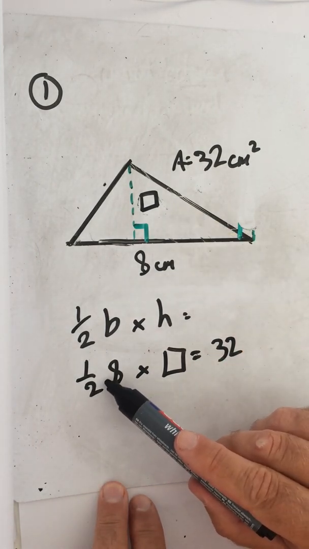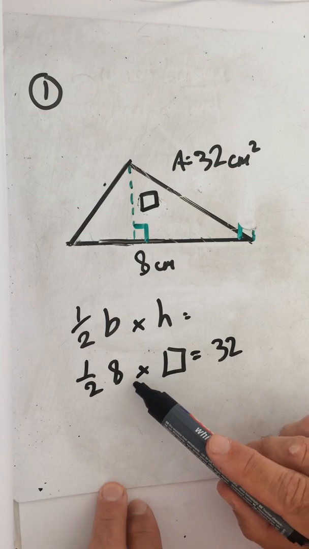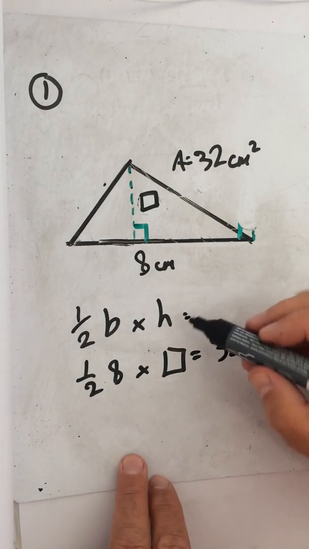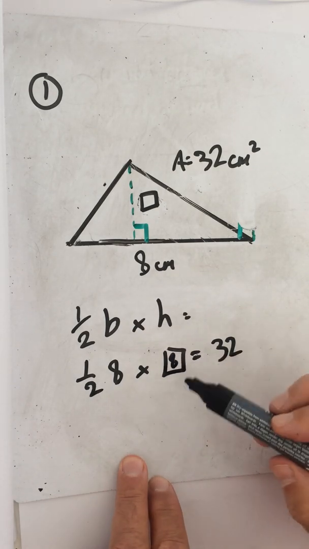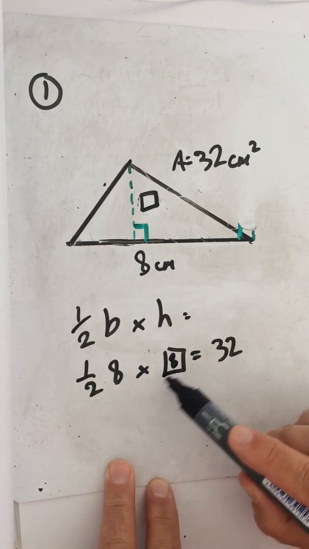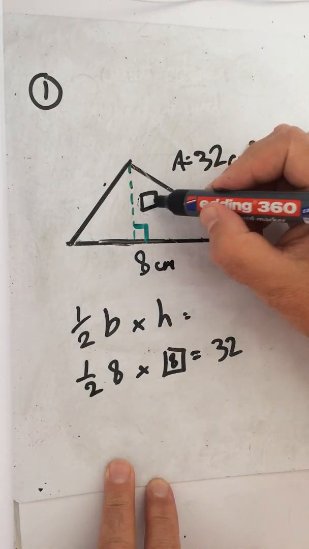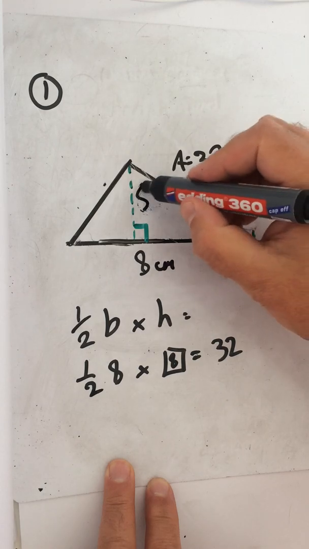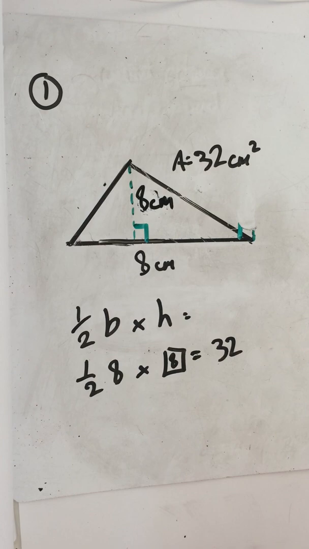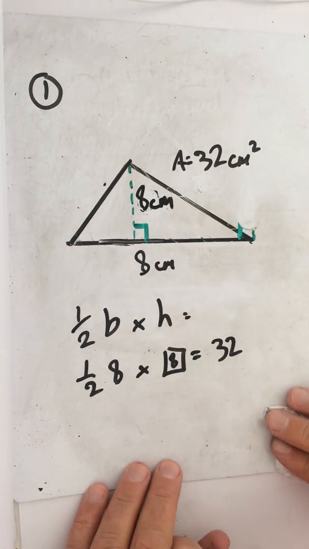So half of 8 is 4. 4 times what is 32? Well, 4 eights are 32. So the height must be 8, okay? I'm just working that out again. So if I do 8 times 8 is 64 divided by 2, yes, 32. So that would actually be 8 centimeters here, okay? So just be careful with those ones where you have to find the missing number, okay?